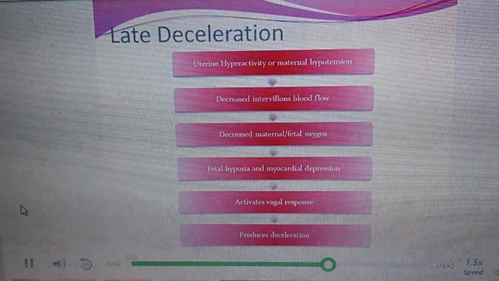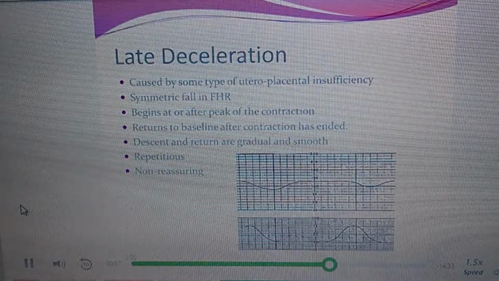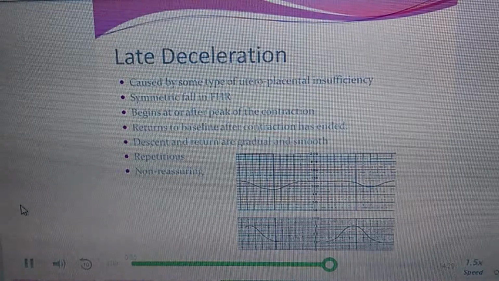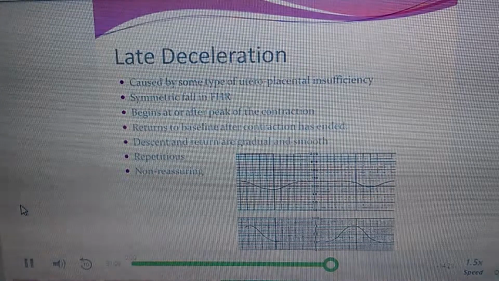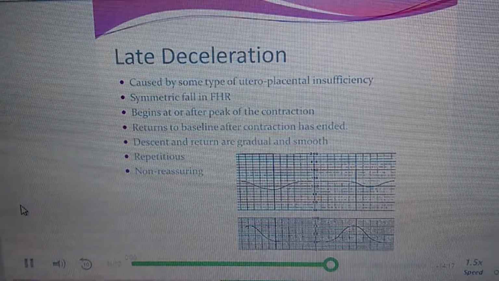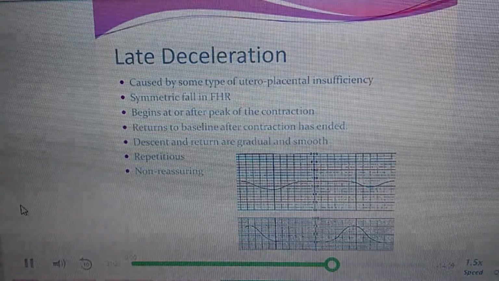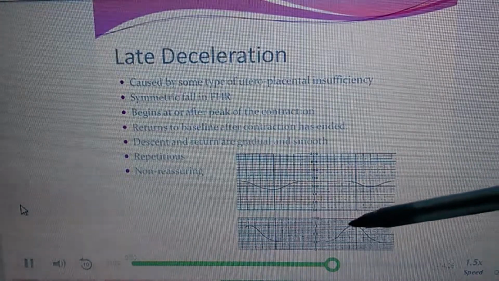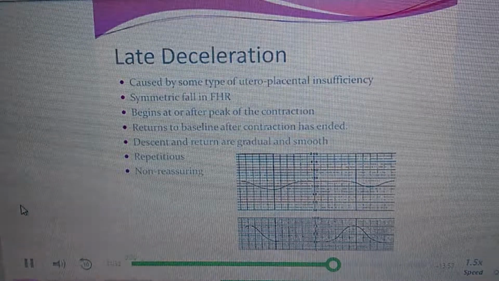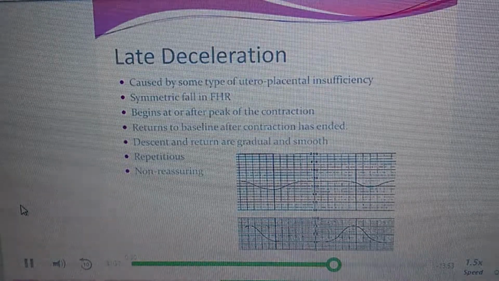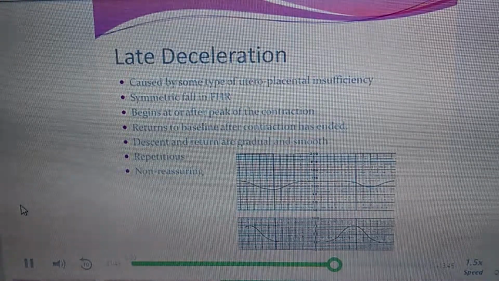Why does this occur? Because you have a mom whose uterus and placenta are no longer working sufficiently. So mom's placenta can become old. It can begin to separate from the uterus. She can develop an infection. She can develop some sort of disease process that causes the uterus and the placenta to not work together. And this insufficiency causes a hypoxic reaction to the baby. When this occurs, this is telling us that this baby's oxygenation level, this baby's acid-base level is becoming compromised. This baby is becoming hypoxic, and hypoxia leads to acidosis.